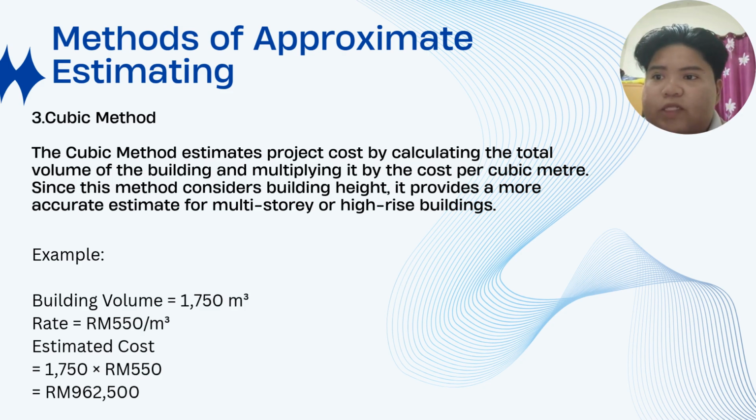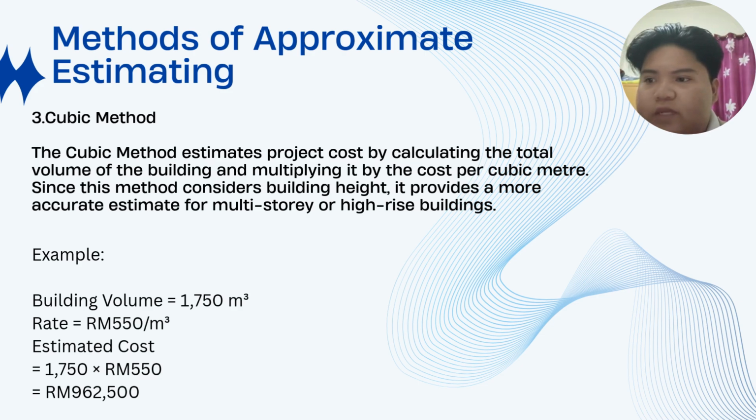Cubic method. The cubic method estimates project cost by calculating the total volume of the building and multiplying it by the cost per cubic meter. Since this method considers building height, it provides a more accurate estimate for multi-story or high-rise buildings.